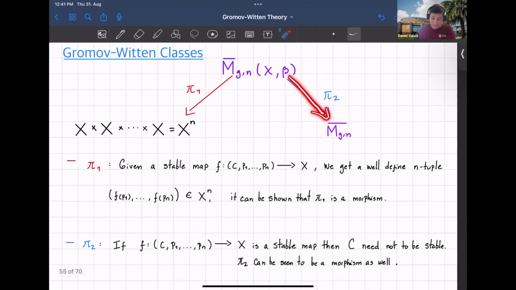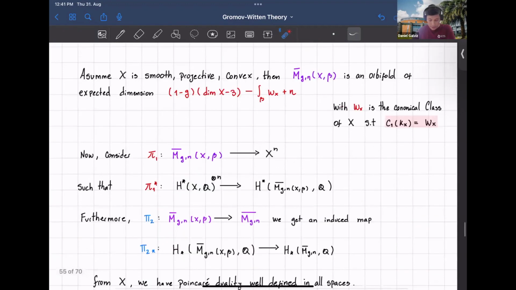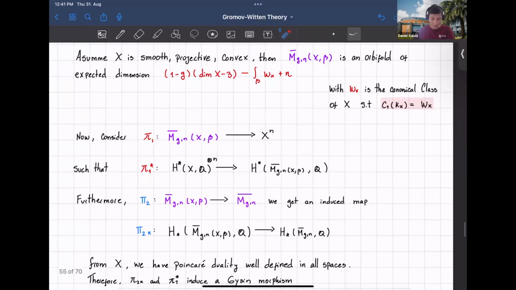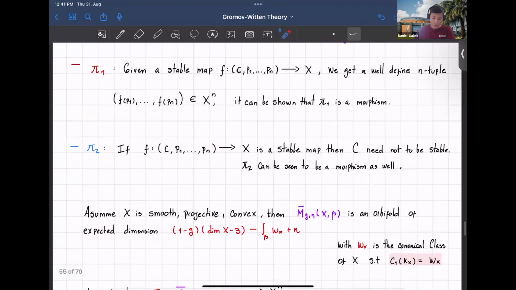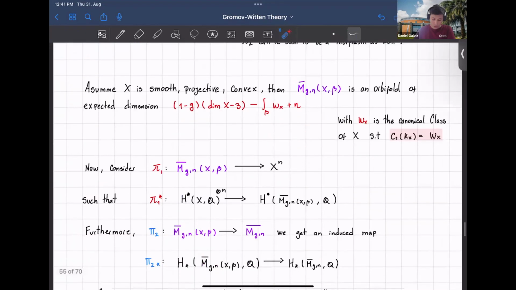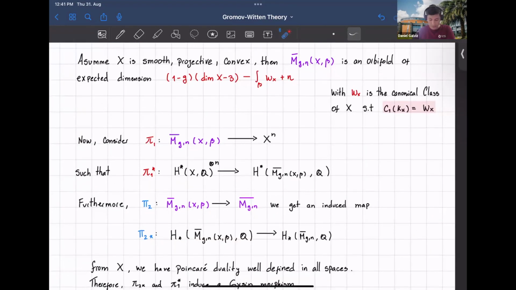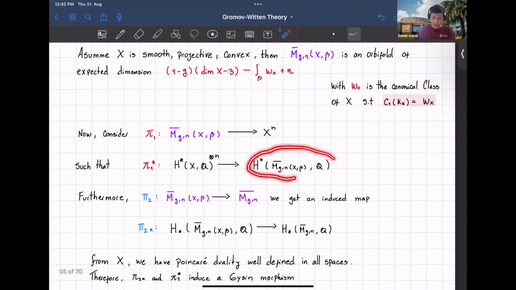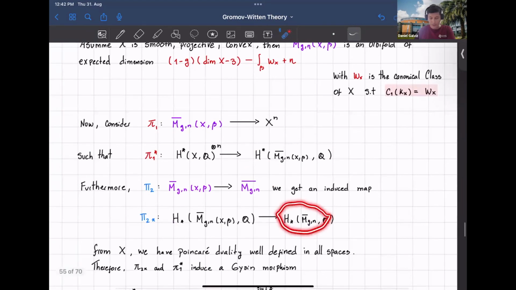Furthermore, you also have this map P2 that goes from the moduli space of stable maps to the moduli space of stable curves, and this induces a map, which is the push forward. It goes from the homology classes of these stable maps to the homology classes of stable curves. If you want to compare these two, you want to do something like this. But this lives in cohomology, and this lives in homology.